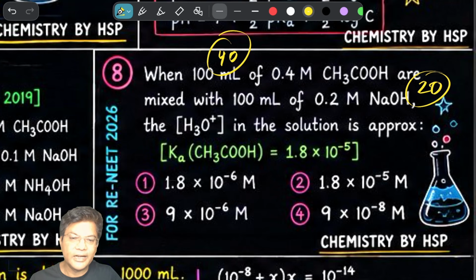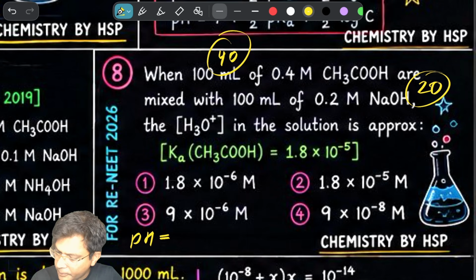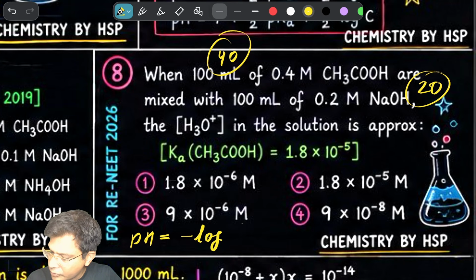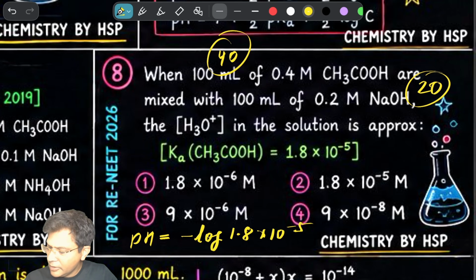So acidic buffer, Henderson-Hasselbalch equation: pH is equal to pK plus log of concentration of salt upon concentration of acid. The concentrations of salt and acid are the same, so log 1 will be 0. So pH is equal to pK, and pK is equal to minus log of Ka. So in place of pK I can write minus log of Ka, which is 1.8 into 10 raised to power minus 5. So pH is equal to minus log of Ka.